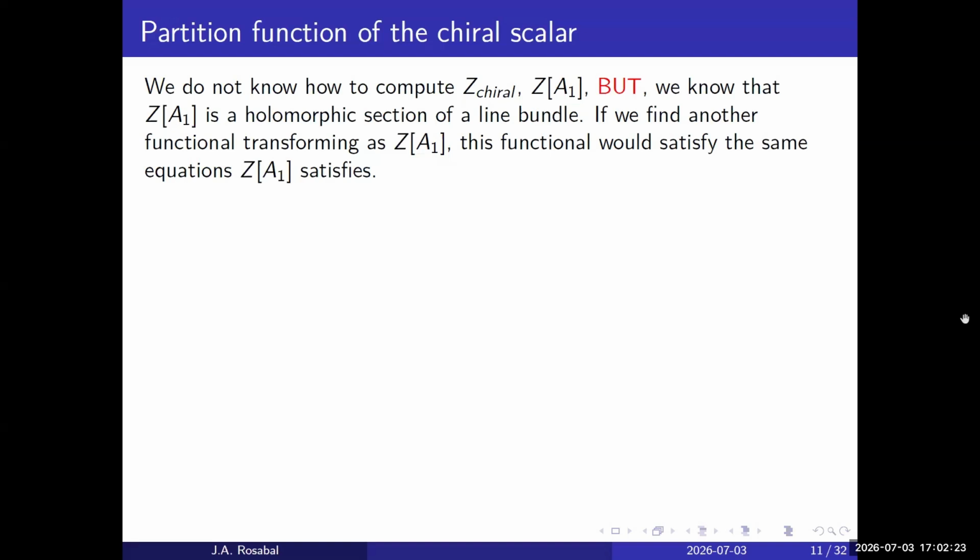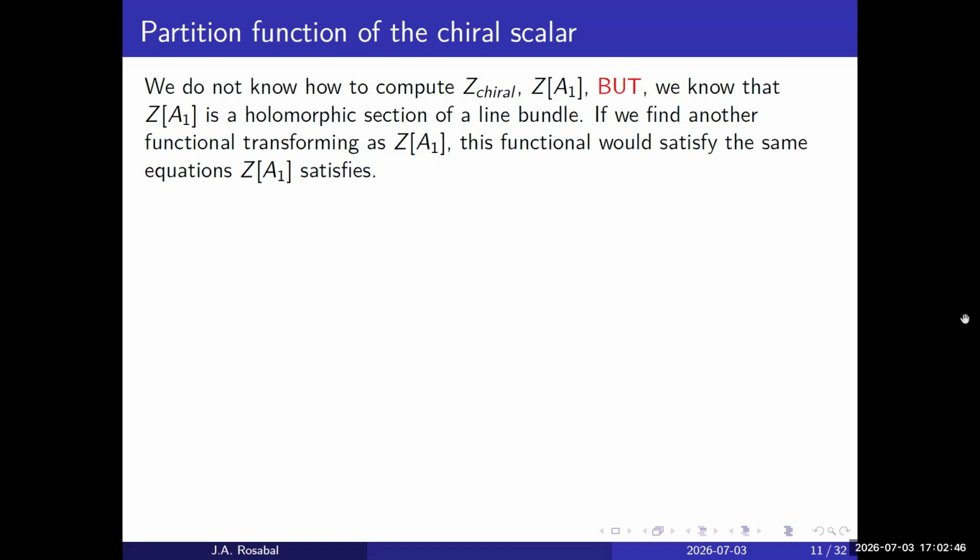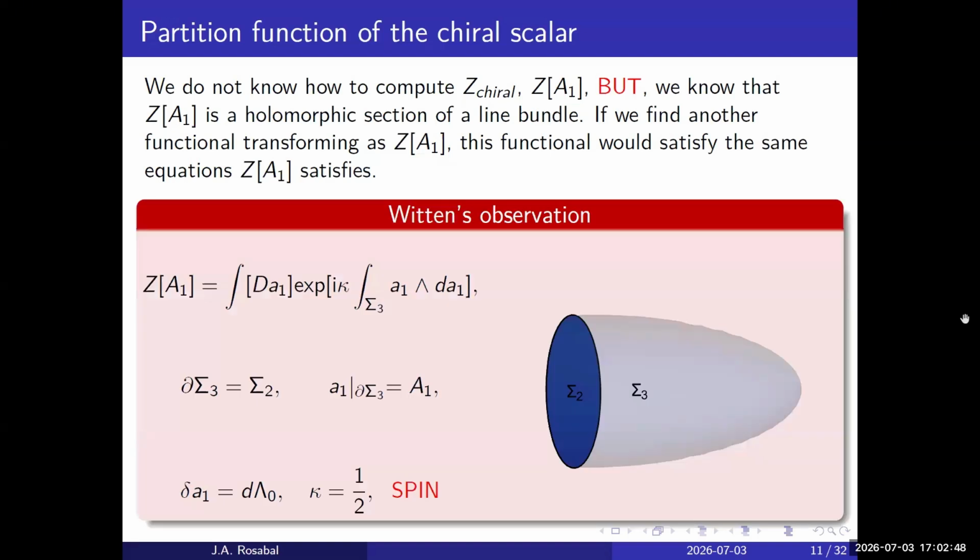This is what I'm going to apply here. I don't know how to compute this partition function, but if I am able to find another function transforming as this line bundle, for sure it will be a solution of these two equations. And it will be physically equivalent to this, different gauge, but physically equivalent. And this is the famous Witten observation. Witten realized that if you take the Chern-Simons theory, this is really amazing.